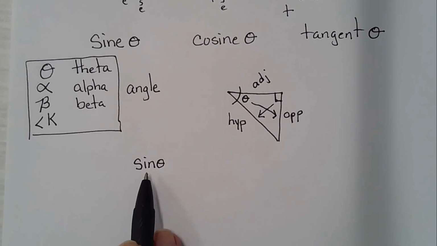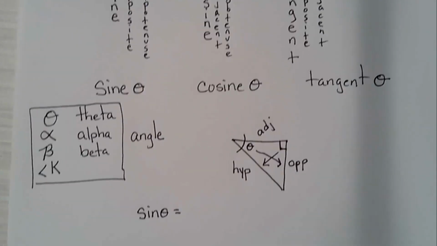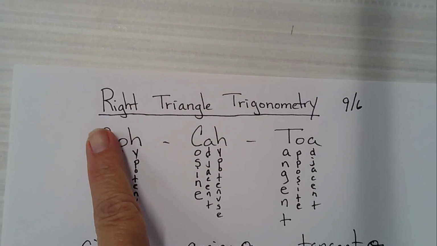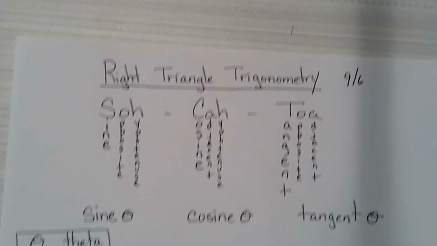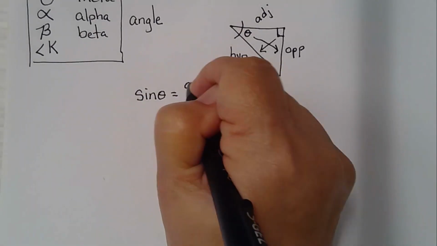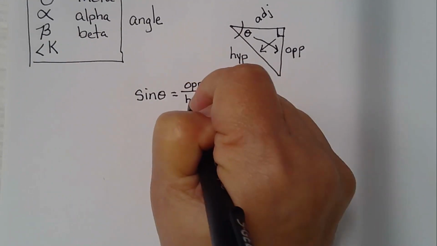Sine of theta is equal to, if you go up here in your SOHCAHTOA, opposite over hypotenuse. So that's how the acronym helps you. So the sine of theta is equal to the measurement of the opposite side divided by the measurement of the hypotenuse side.